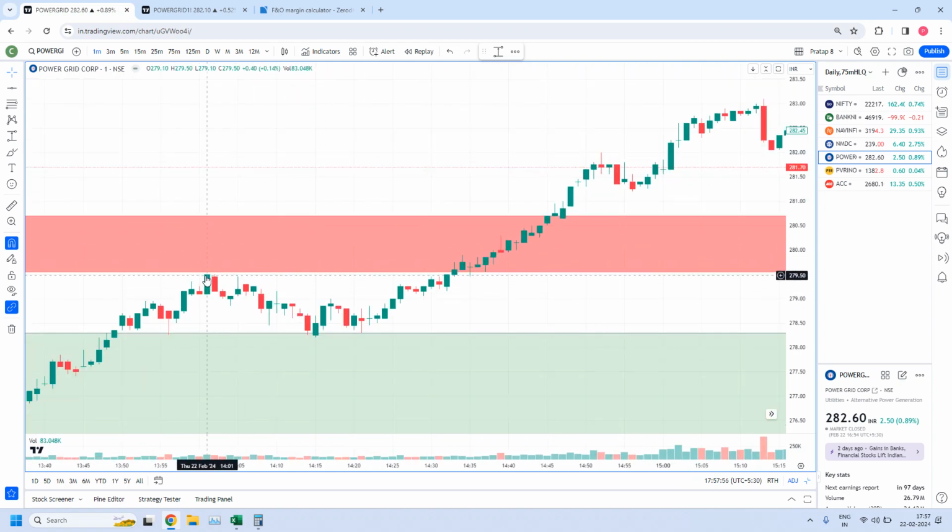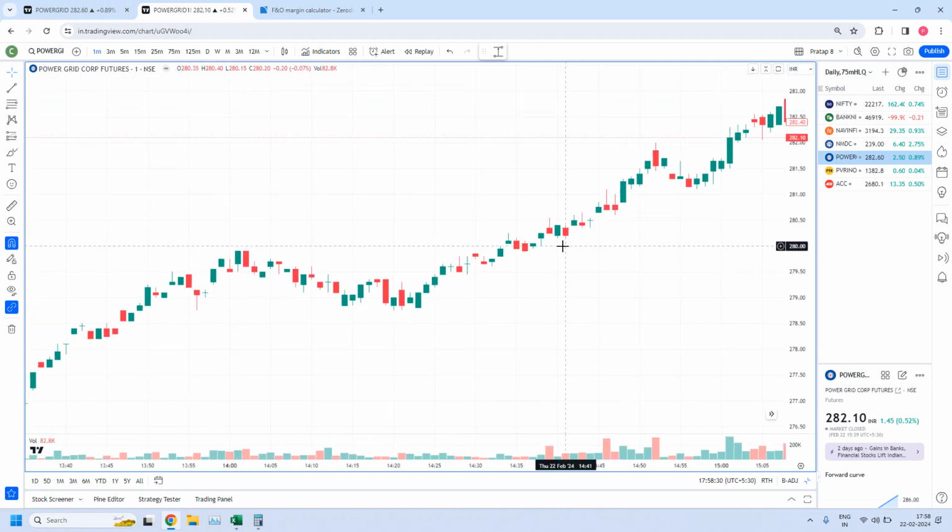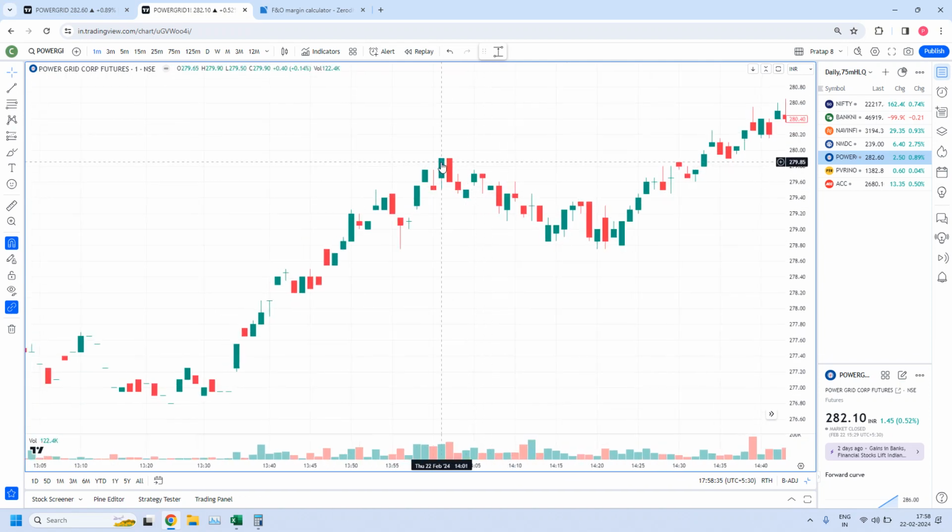Now it reached very close. Somewhere here you will exit. In which candle? 2 o'clock 1 minute. You will exit from your trade. The high of the candle, let us assume there we exited. So what is the price on the futures chart? Exactly, you have to look at this minute, the high of the candle. 2 o'clock 1 minute, high of the candle in futures. This is the one.